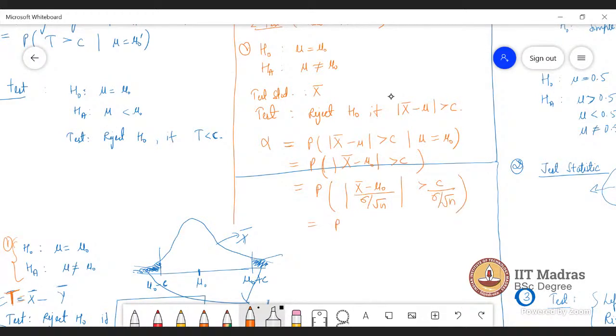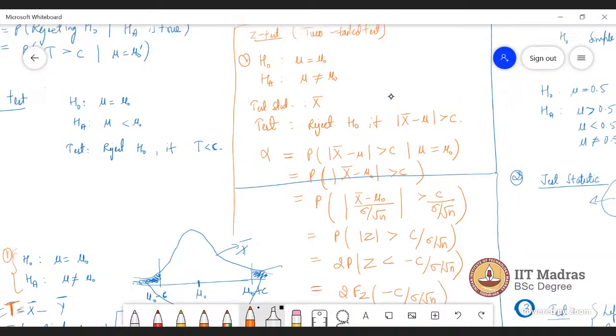So this is probability mod of z greater than c divided by sigma upon root n. And this is written as 2 times probability z less than minus c upon sigma upon root n. Right? And you can write this as 2 times phi of minus c upon sigma upon root n. Okay. So this is what we do when we have a two-tail test.